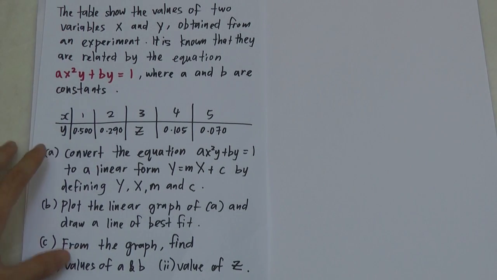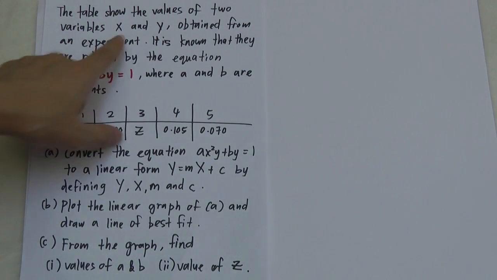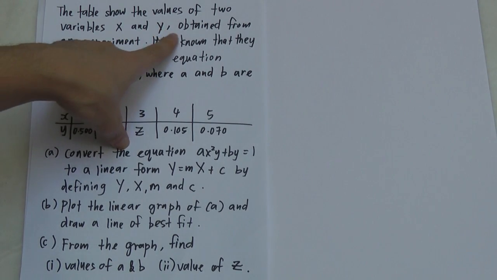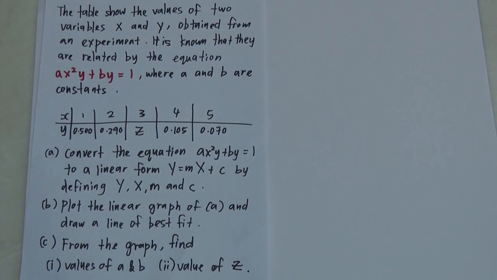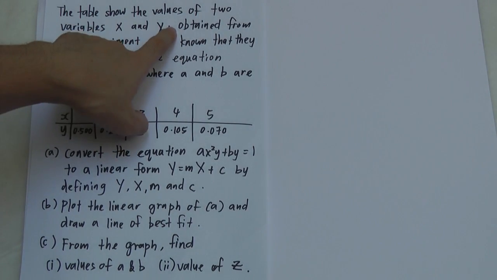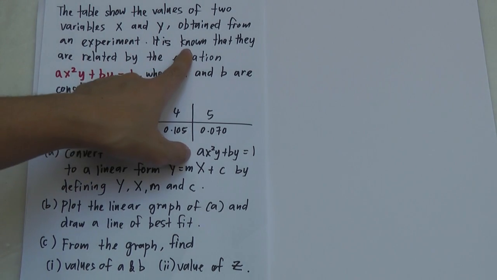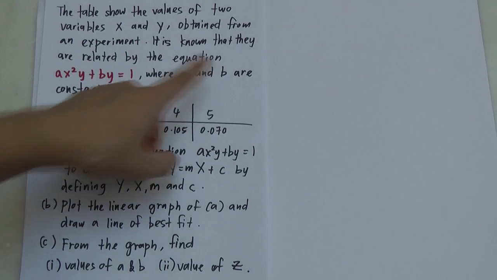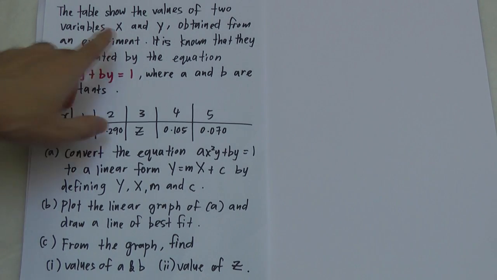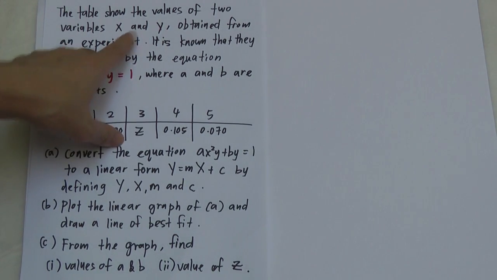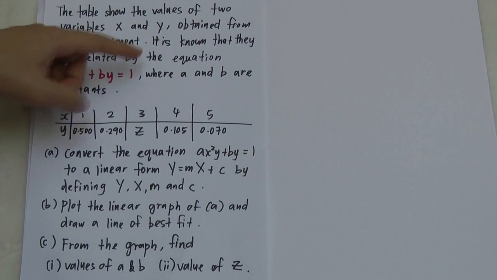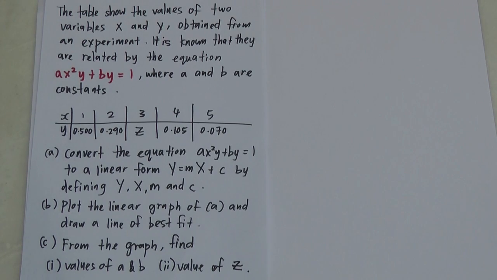Okay, the table shows the values of two variables x and y. So over here we know x and y are variables. Variable means the number can change based on the different coordinates. Okay, obtained from an experiment. It is known that they are related by the equation ax square y plus by equals to 1, where a and b are constants. Over here something very important is that x and y are variables and a and b are constants, whenever you want to rearrange this equation into the y equals to mx plus c form.